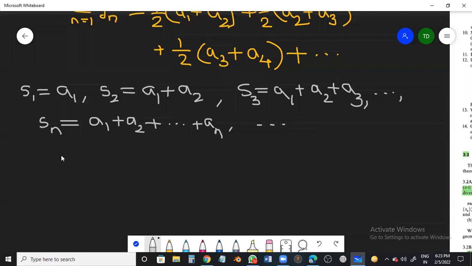And they have given us that summation xn is A, means limit n tends to infinity of this Sn, sum of first n terms, is equal to A. I hope you all agree. Do you agree?